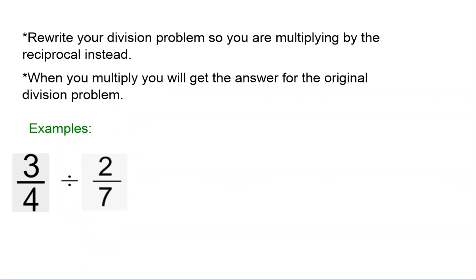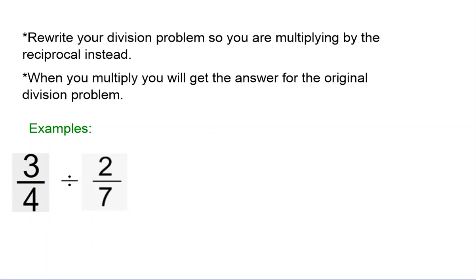In order for us to divide fractions, we need to rewrite our division problem so that you are multiplying by the reciprocal instead. And when you multiply, you will get the answer for the original division problem. So for example, 3/4 divided by 2/7.